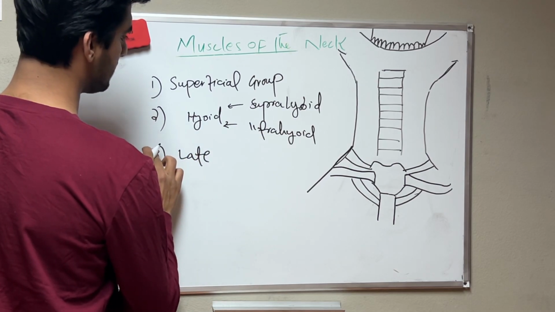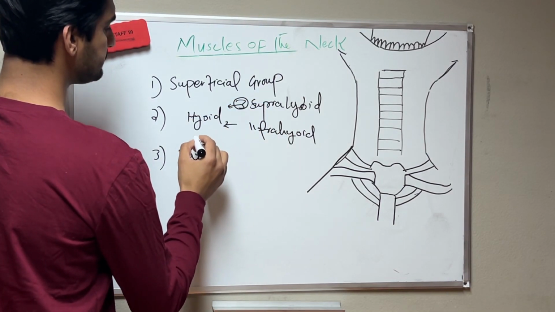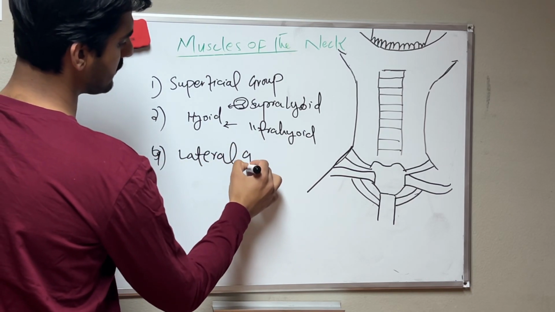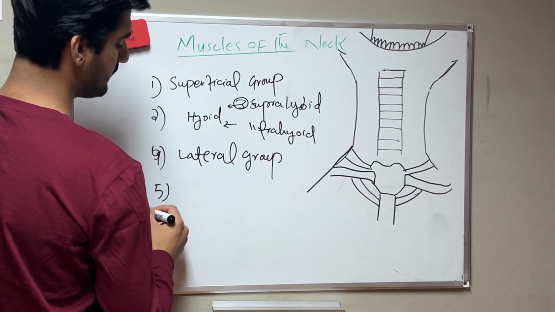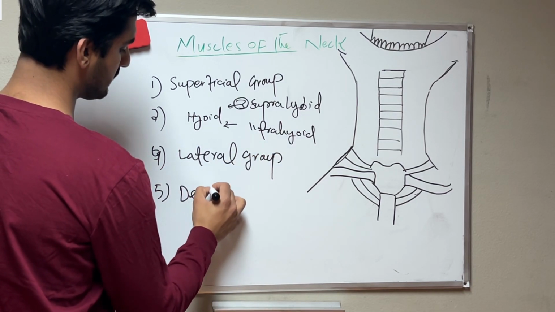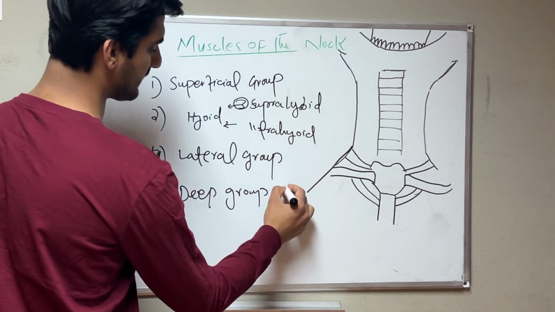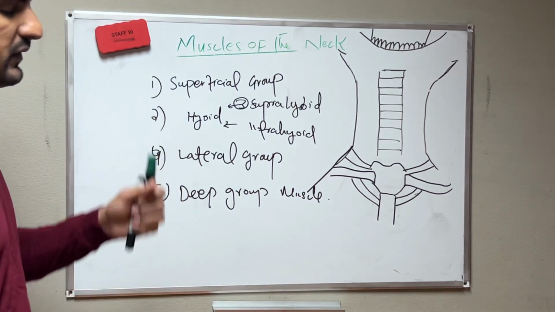Fourth one, or you can say here because it's divided into two, this means it is 3. In fourth, lateral group. And fifth one we have the deep group of muscle of the neck. Deep group muscle of neck. But first we have the superficial group of muscle.